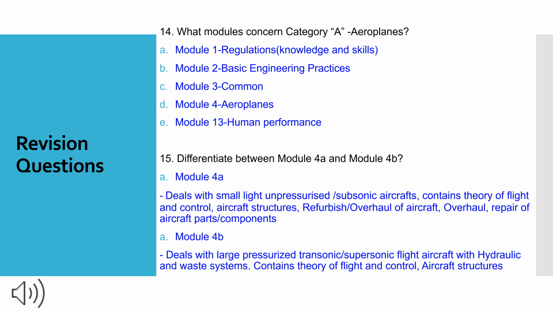Question number 15, differentiate between Module 4A and Module 4B. Module 4 for aeroplanes is divided into two modules, which is Module 4A and Module 4B. Module 4A is the module which deals with small, light, and pressurized subsonic aircraft and contains theory of flight and control, aircraft structure, refurbish, overhaul of aircraft, overhaul, and repair of aircraft parts and components. While Module 4B details the large pressurized transonic supersonic flight aircraft with hydraulic and waste systems and contains theory of flight and control and aircraft structures.